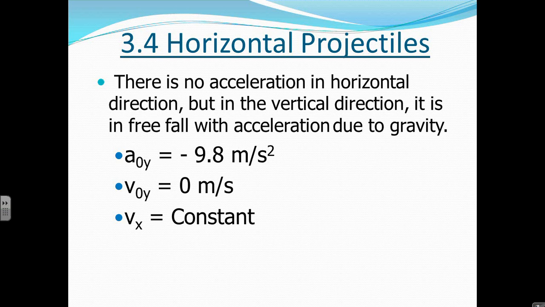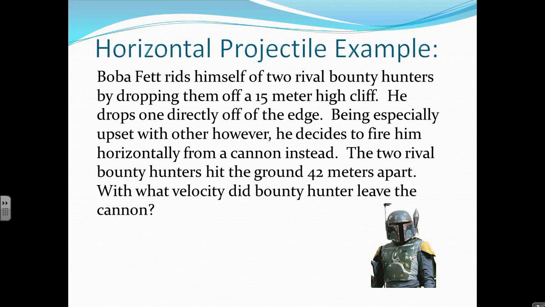Now I'd like us to look at an example of a horizontal projectile problem. In this example, Boba Fett rids himself of two rival bounty hunters, let's call them Kamsin and Jareg, by dropping them off a 15-meter high cliff. He drops one directly off the edge, but the other one has upset him, so he decides to fire him horizontally from a cannon instead. The two rival bounty hunters hit the ground, but they're 42 meters apart. What I want to know is with what velocity did the bounty hunter leave the cannon?